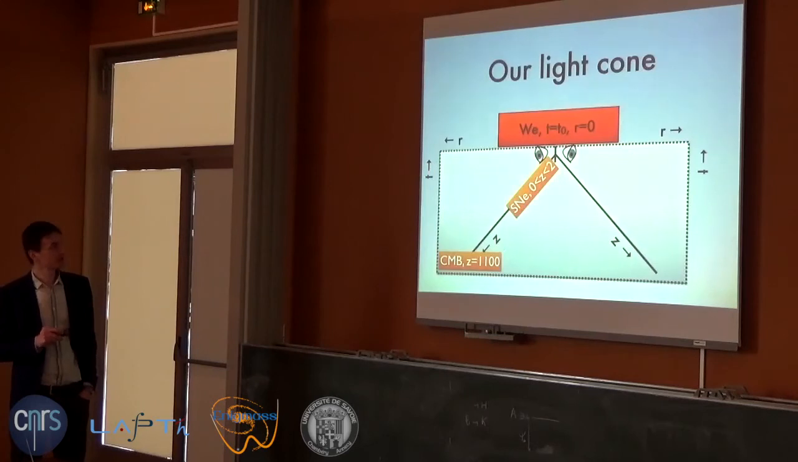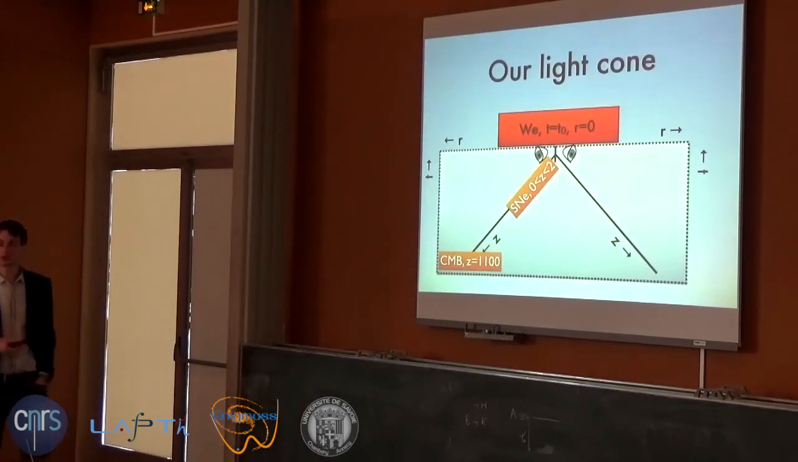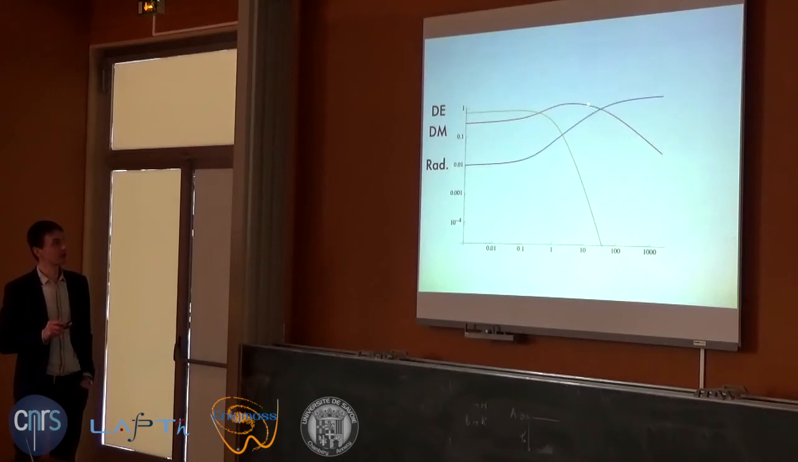So the information that we have on our light cone and the assumption that the universe is homogeneous on large scales, or at least that we don't live in a special place, drives us to the conclusion that the universe at early times was dominated by radiation, later it was dominated by dust-like matter, and today is dominated by dark energy.